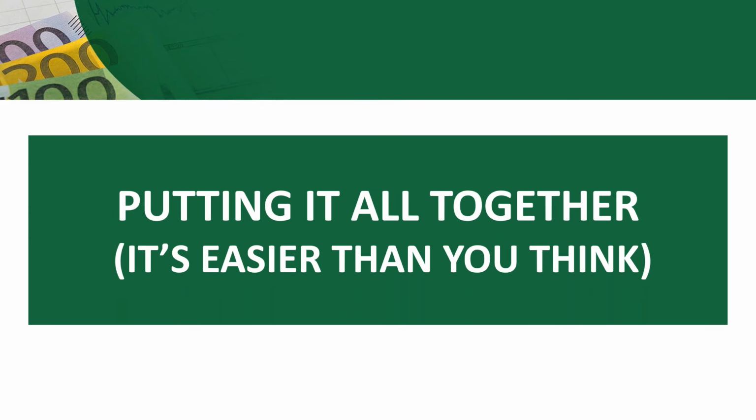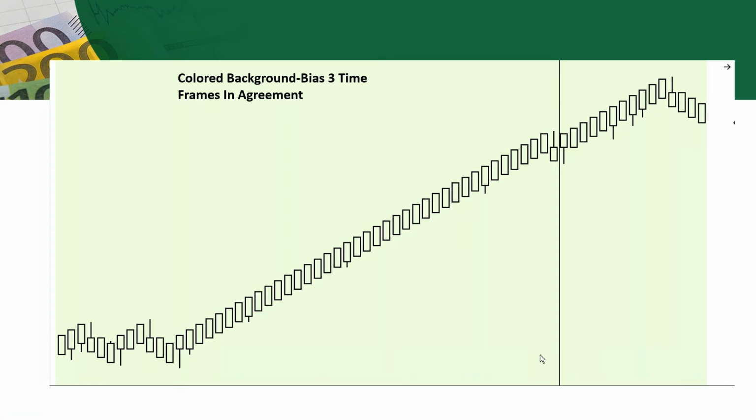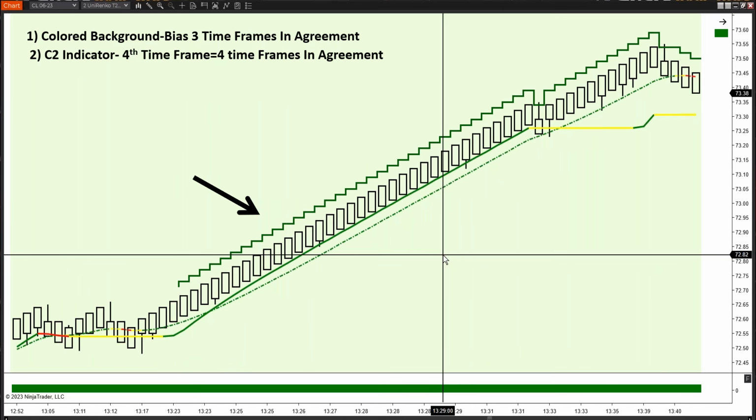Is easier than you think. So the Money Flow Tracker trading system, the rules and the setups. First rule, if you have a colored background, it means that you have 3 time frames in agreement, right? So you need a colored background, either green or dark pink. The next thing is you need the C2 indicator, so you have 4 time frames in agreement, and that's the stair-stepping line above the candles.